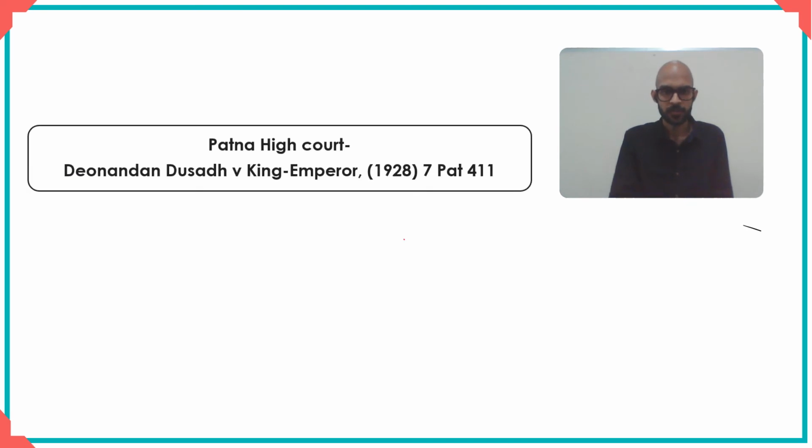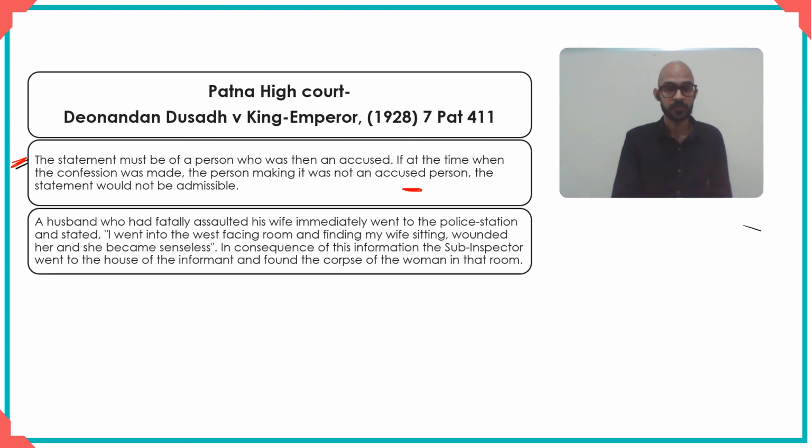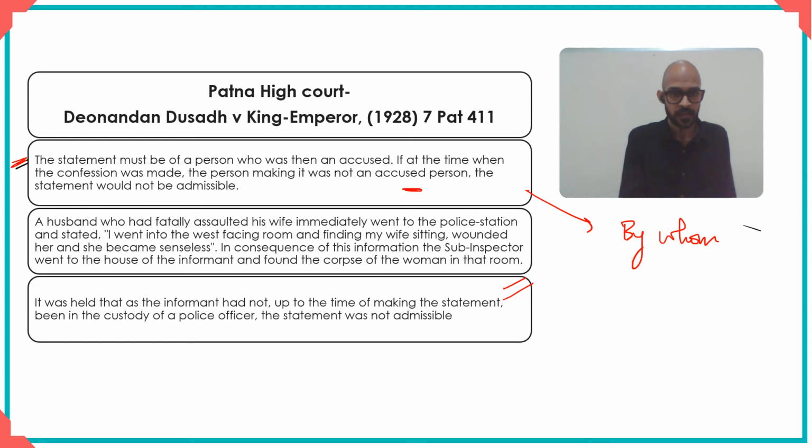So to clarify this point, you can have a look at this decision by the Patna High Court. As you can see, it says the statement must be made by a person who was the accused. If the person is not an accused person, then the statement would not be admissible. That is the first point, because it relates to by whom, and it has to be by the accused. The next thing, as you can see here, is that when the husband goes to the police and he makes a statement, he is not in the custody of the police. And since he was not in the custody of a police officer, his statement was not admissible. Just pause the video and read this once by yourself so that you get it more clearly. I'll just proceed ahead, assuming that you will pause the video.